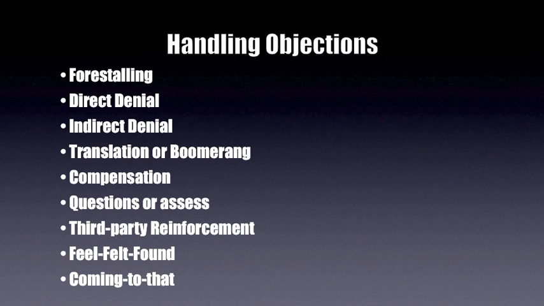Compensation is when the salesperson justifies the concern with a benefit or an extra feature. Questions is when the salesperson asks a more in-depth question to find the need of the consumer. Third-party reinforcement is when the salesperson uses data to support their findings and to overcome an objection that the buyer might have. Feel, felt, found addresses the concern of being doubtful and tells a success story of a client with the same concerns and situation turning out really well. And then finally, coming to that is when the salesperson tells the customer that the concern they have will be addressed later on in the presentation.